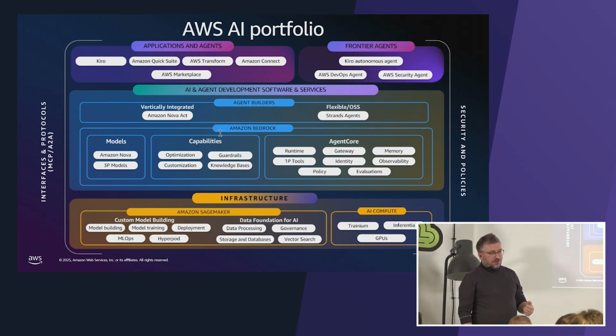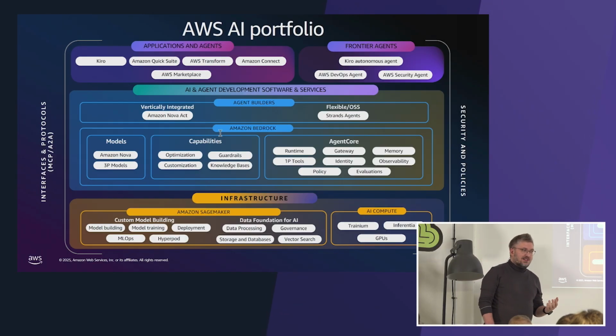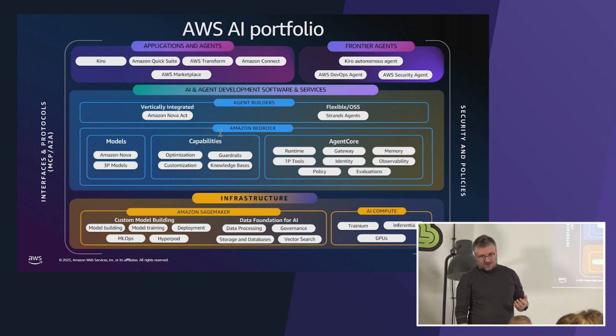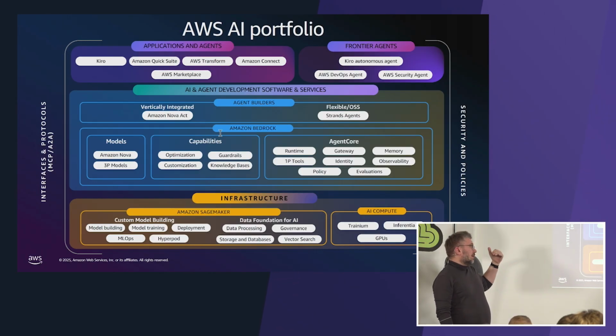As our CEO pointed out, initially Trainium was developed for training the models, but it appears that it's very effective in inference as well. So you can use it for both. Then also part of infrastructure is Amazon SageMaker, which provides you all the tools for custom model building, if you need that, or the data foundation for AI, if you are going to train your model.